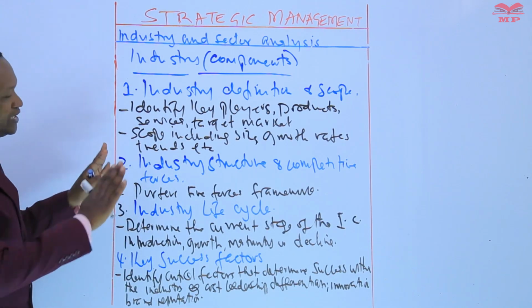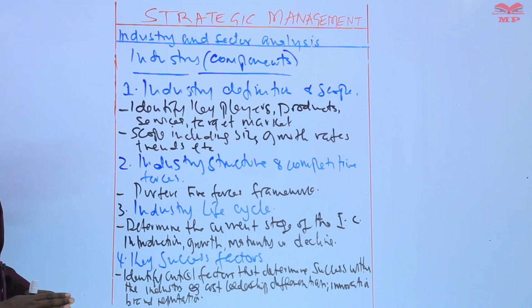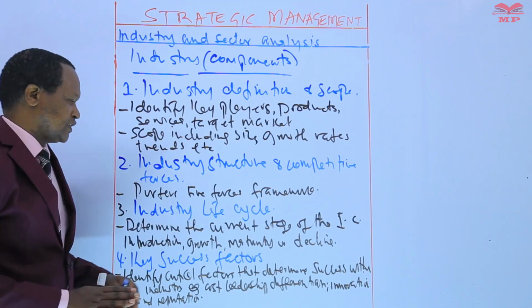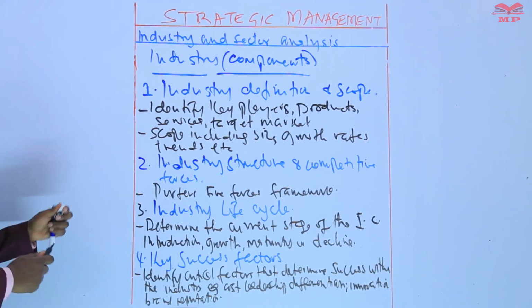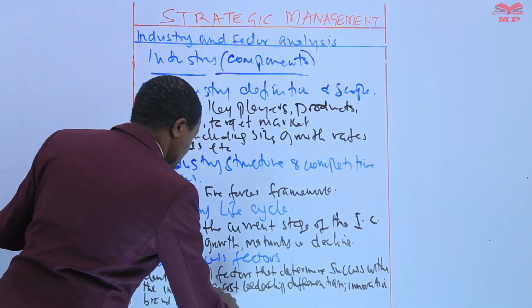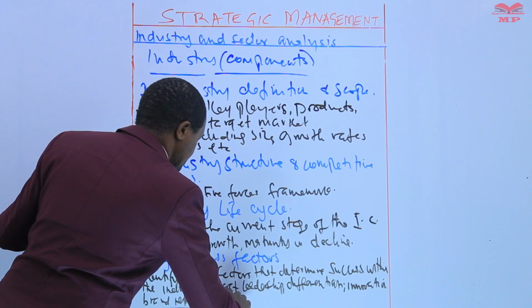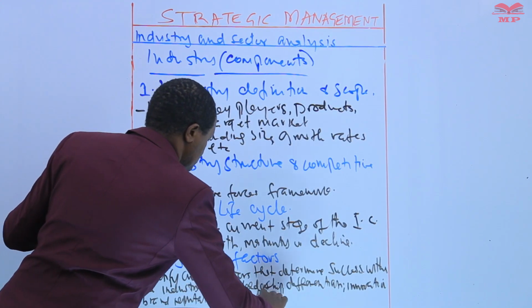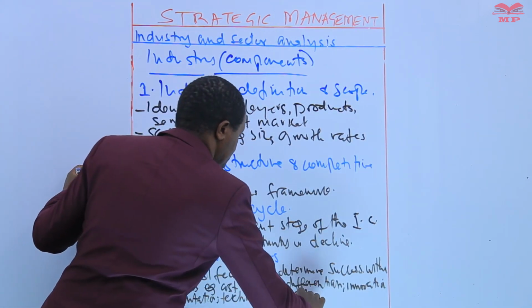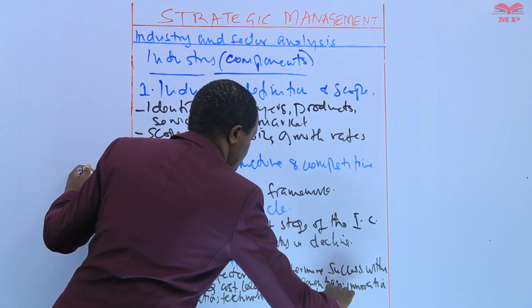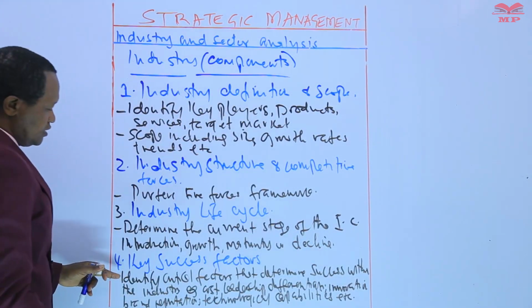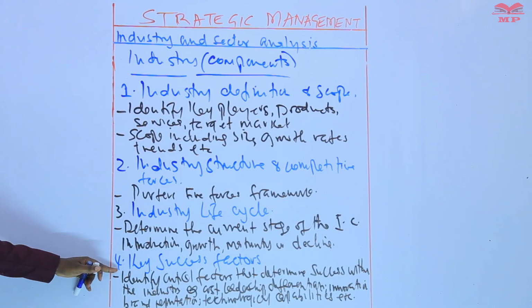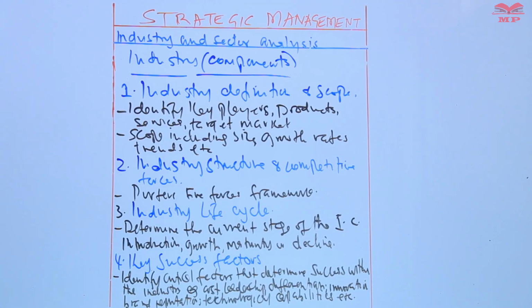So when analyzing the industry, these are some of the things we need to consider. Key success factors: brand reputation, and let me add technological capabilities, etc. So this is the fourth aspect. Number five.